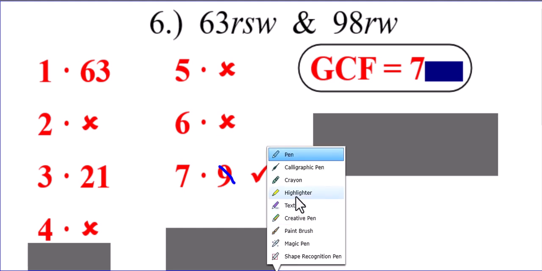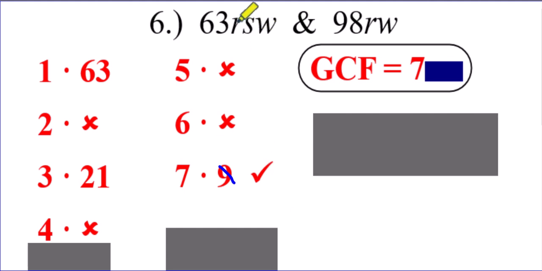Let me break out my highlighter here. Do you see what I see? The R shows up on both. The S does not. S is on the first one, but not the second one. W is also on both, so this one's different from the other ones. There were 2 variables in common, so the GCF is 7RW.